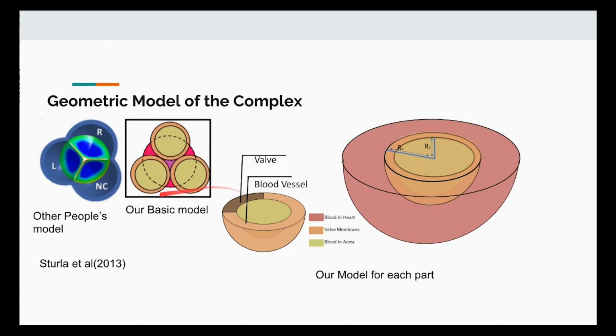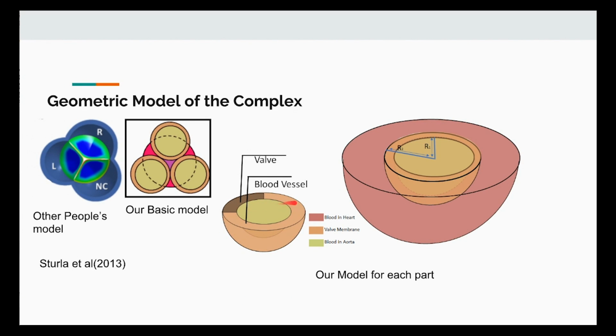From other people's studies, we found that each triplet of the valve forms a semi-spherical shape together with the aortic blood vessel wall. Based on this finding, we built our basic model, which is separate from other people's models. For each triplet and blood vessel complex, we build up the model shown in the middle. The dark brown part is the valve, while the orange part is the blood vessel.